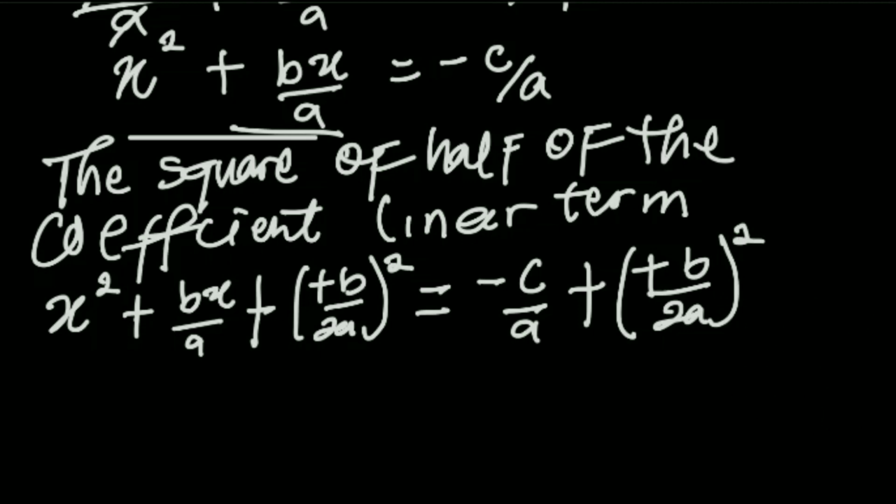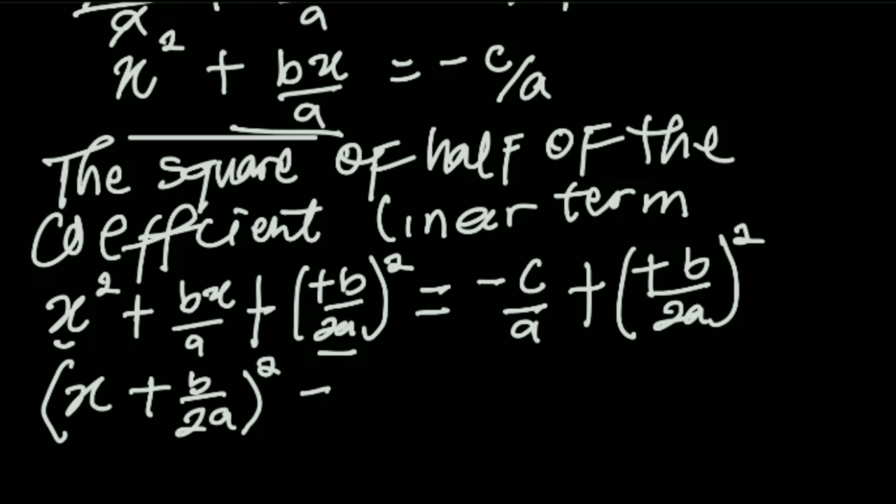So this is what you're adding to the equation to make it a perfect square. On the left hand side, we factorize. To do that, you open a bracket, square it, pick the base here, x, pick the base here, plus b over 2a equals to, we are simplifying the right hand side.